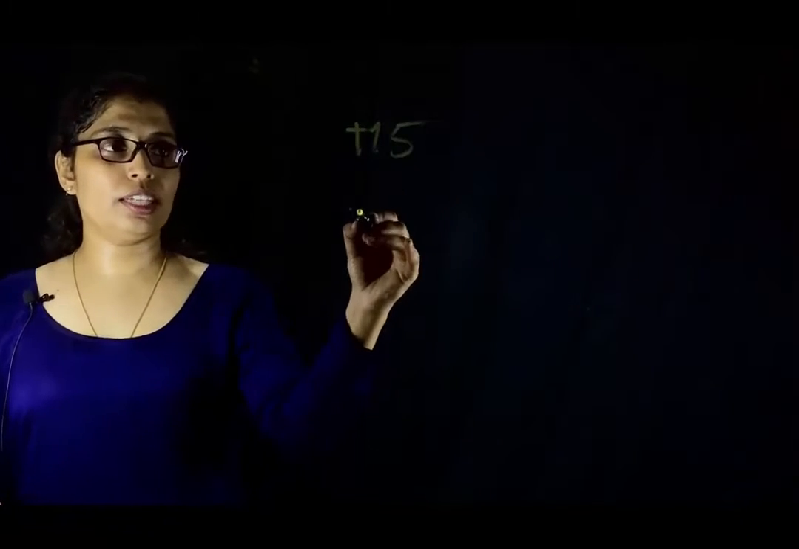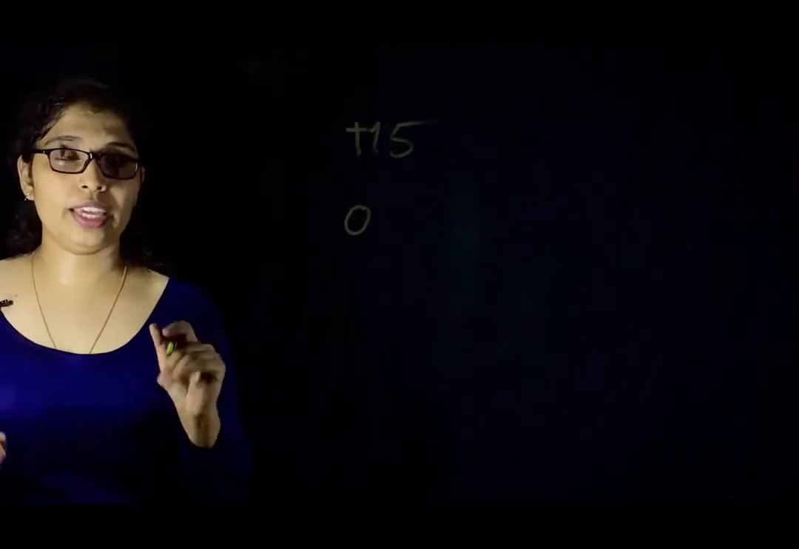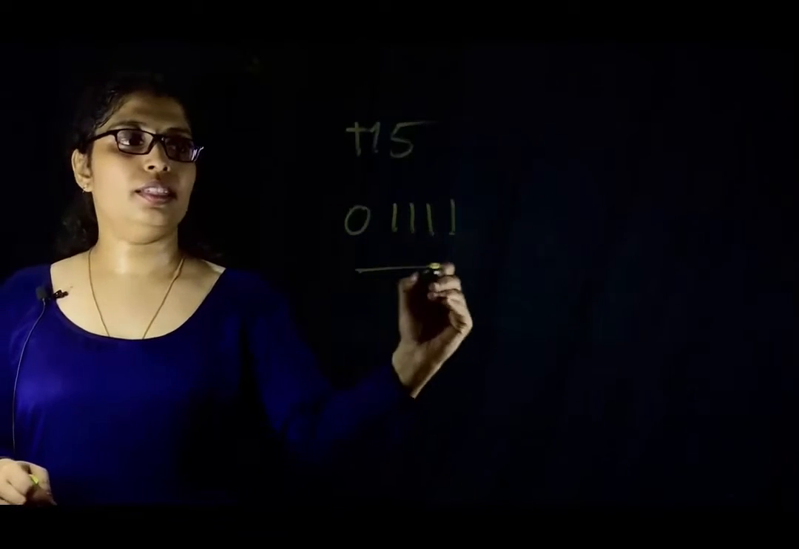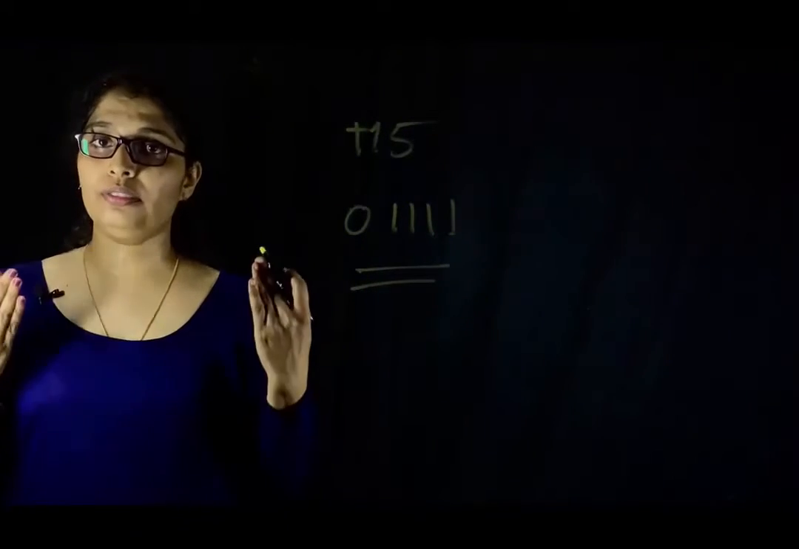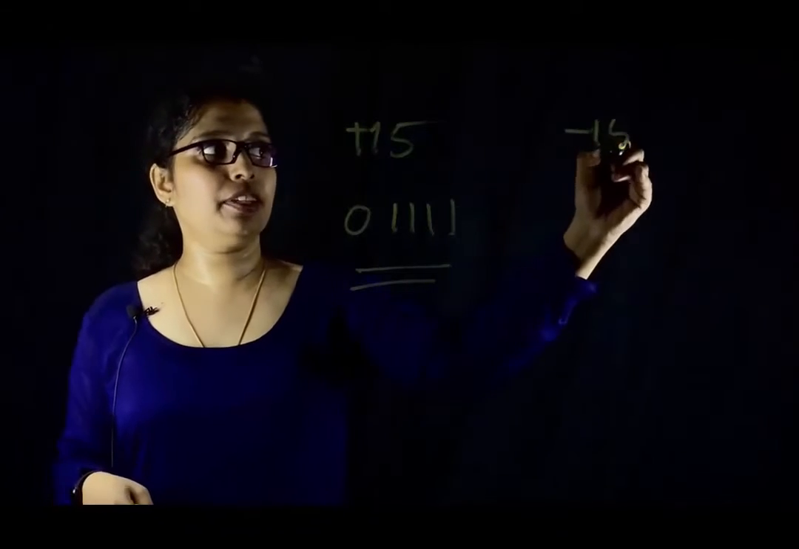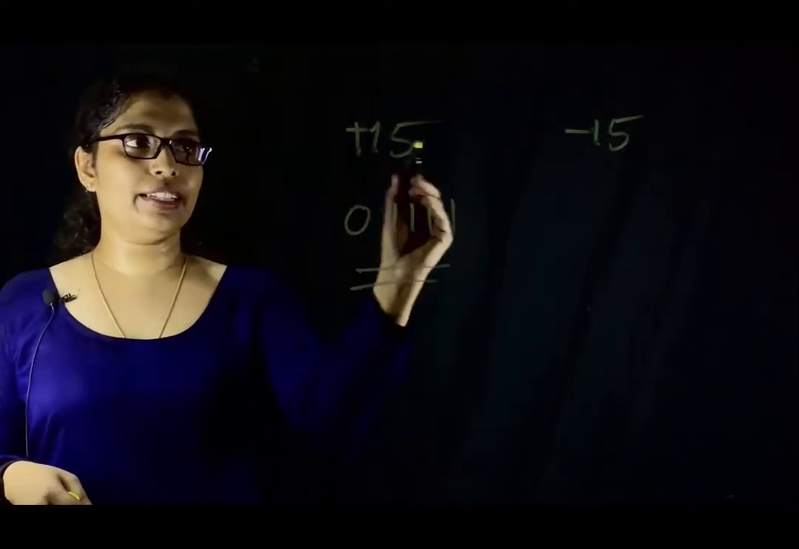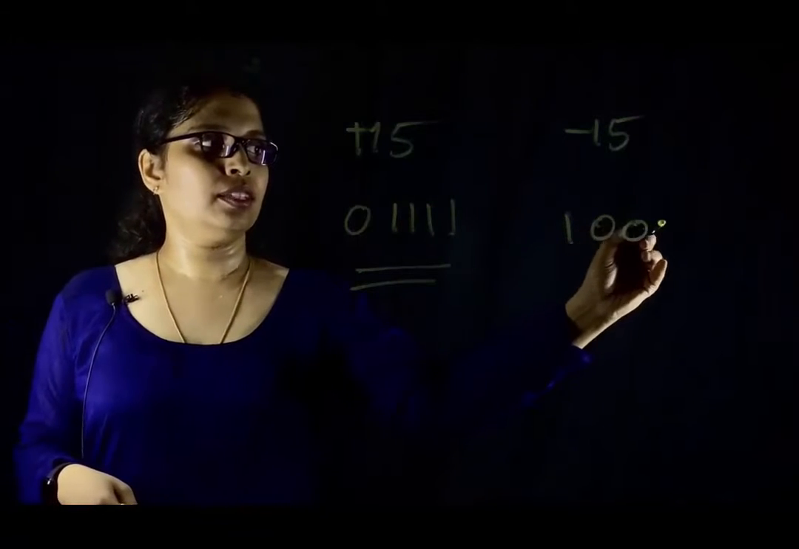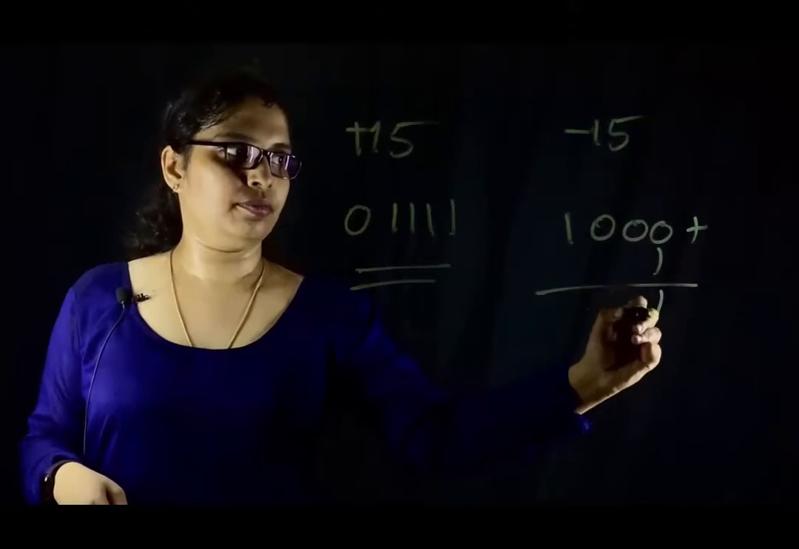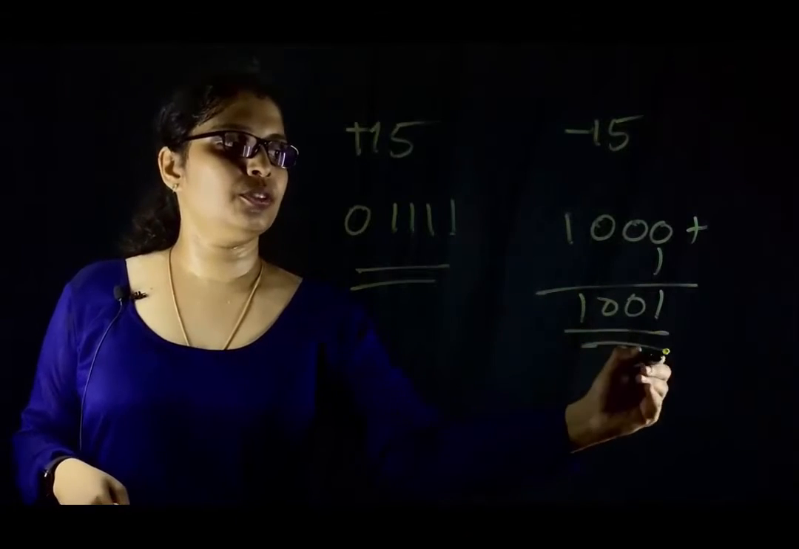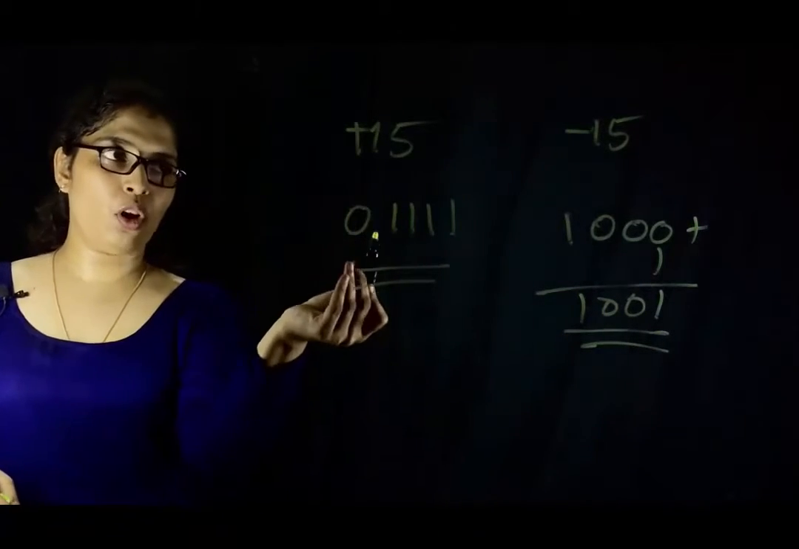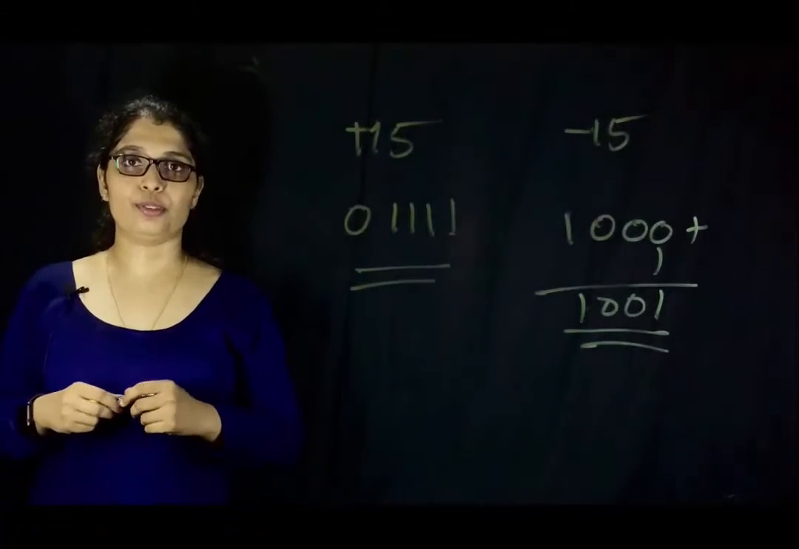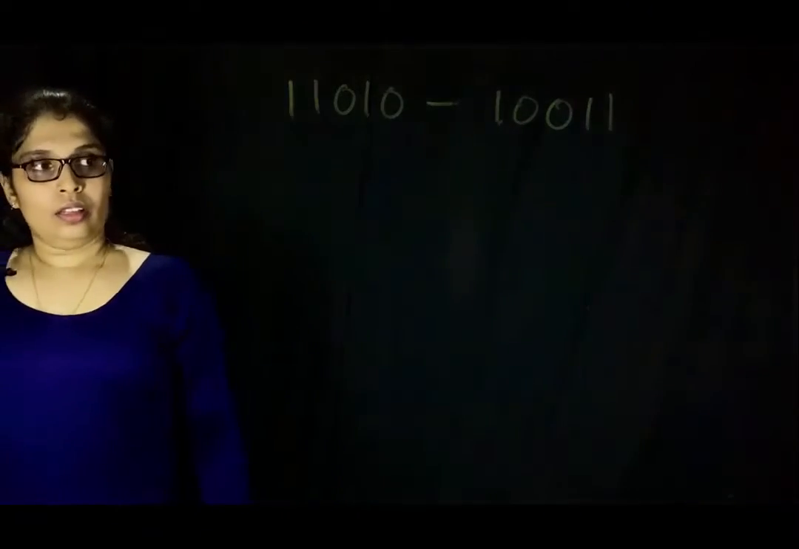So for positive, the sign is 0. Then for 15, the magnitude is 1, 1, 1, 1. This is positive 15 and negative 15. After getting this positive 15, take the 1's complement, then add 1. So this form is minus 15 and this form is positive 15 in 2's complement representation. So this is the procedure.